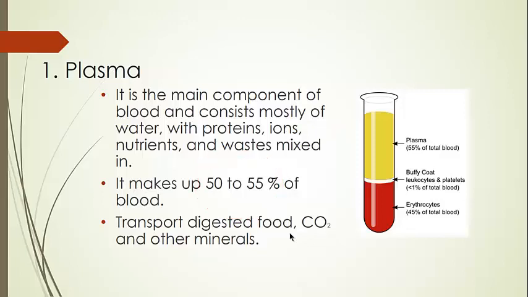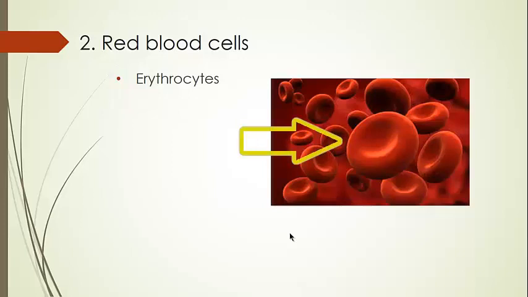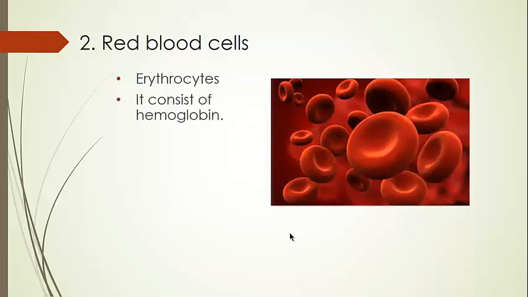Now coming toward our second component, that is red blood cells. Red blood cells are also known as erythrocytes. As you can see in the diagram, they are circular and biconcave. They appear to be very flexible and soft. They contain hemoglobin. Hemoglobin is actually a protein in the red blood cells that carries oxygen molecules. We can say that hemoglobin acts as the hands in the red blood cells that carry oxygen. The red blood cells give red color to the blood. So basically the color of the blood is red because of the red blood cells.